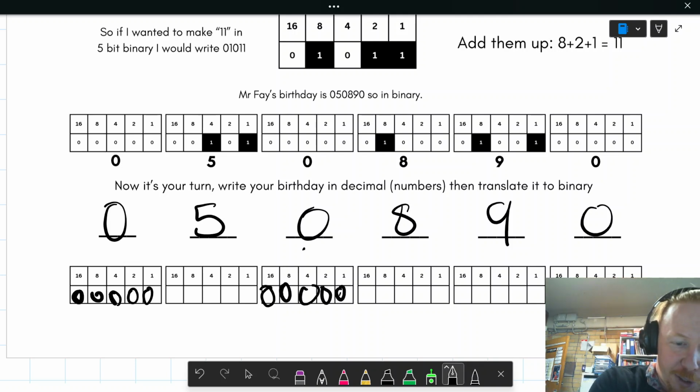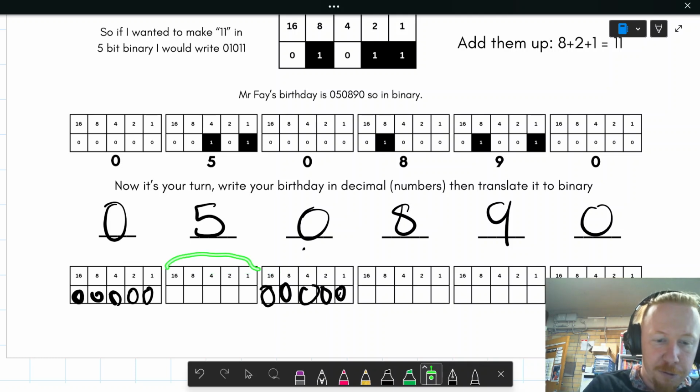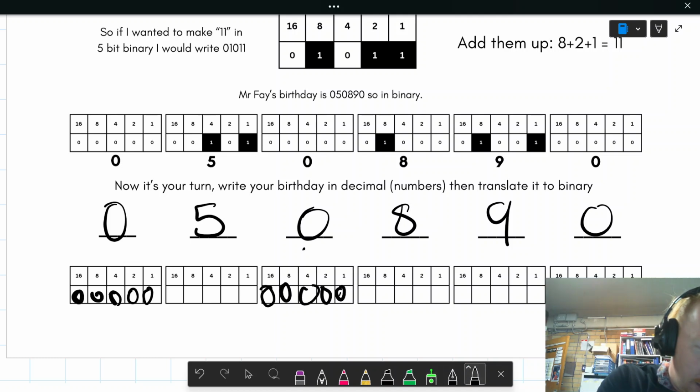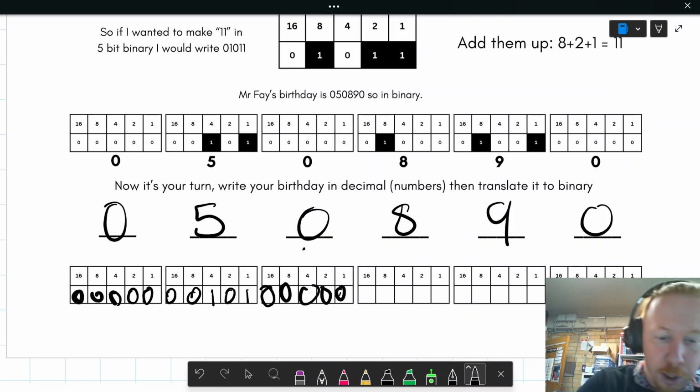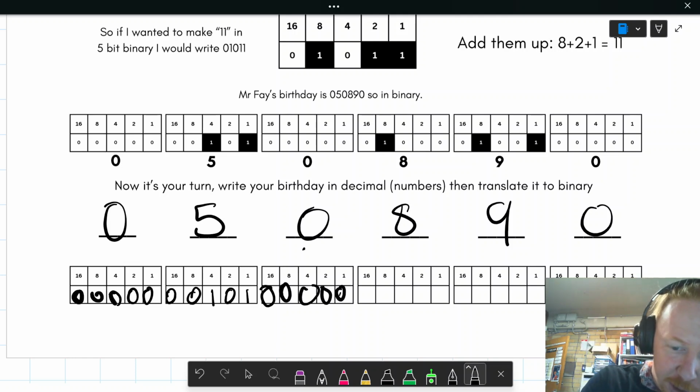Well, of these 5 numbers here, what could I use to make a 5? Should be fairly obvious, right? 1 and 4 is 5. You guys aren't in preschool. So 0, 0, 1, 0, 1. 8. Well, very easy. I have an 8. Even numbers are super simple. 0, 1, 0, 0, 0.